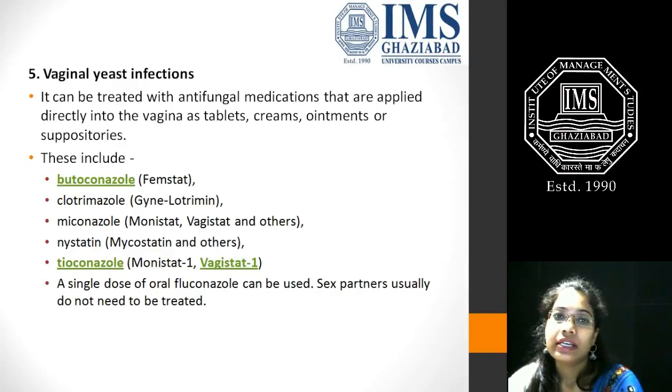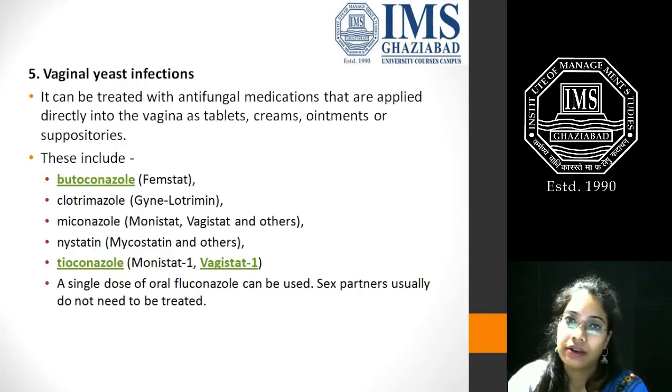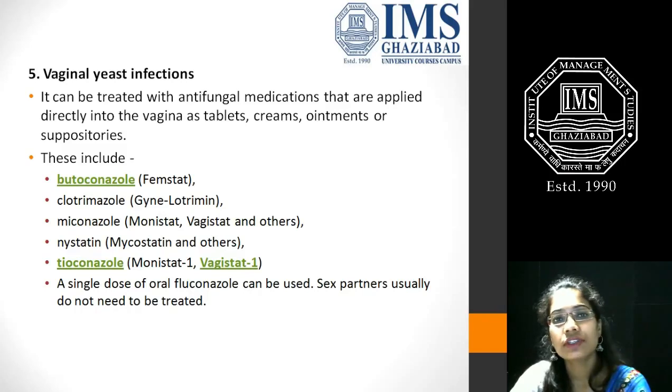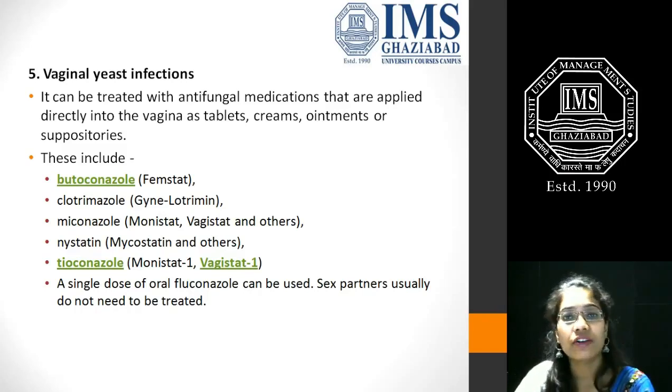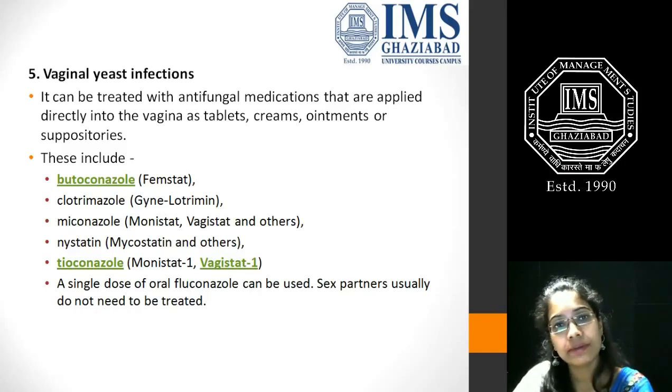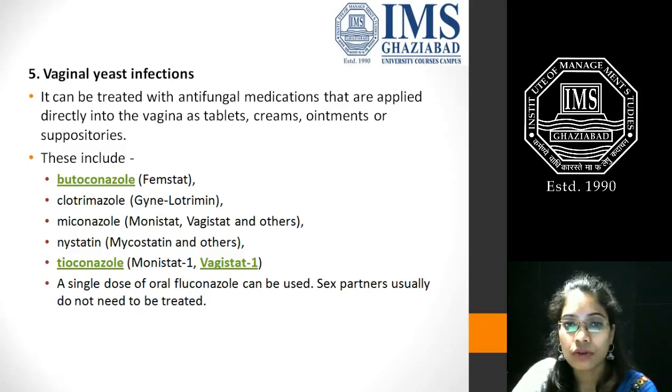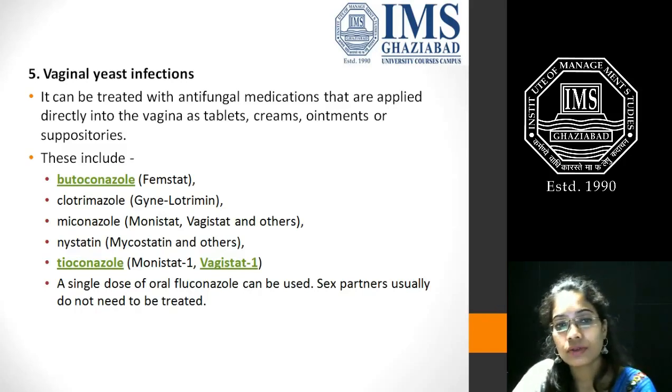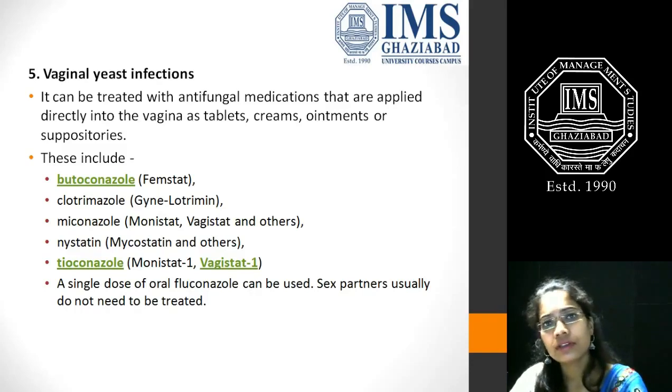Next one, vaginal yeast infection. It can be treated with antifungal medications which can be applied directly in the vagina as tablets, creams, ointments, or suppositories. These include butoconazole, clotrimazole, miconazole, nystatin, tioconazole. A single dose of oral fluconazole can also be used.